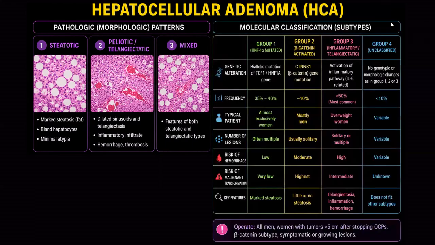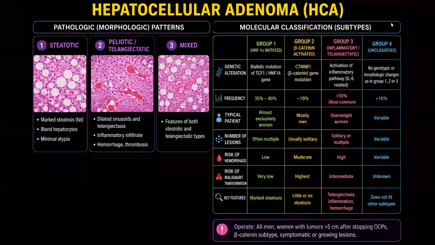More important than this classification is the molecular subtyping, which is now very commonly used in hepatocellular adenoma. Group 1 is the HNF1 alpha mutated, and this is the steatotic type usually. It is one of the second most common hepatocellular adenomas. Overall, the most common type is the telangiectatic type, more commonly seen in obese women. HNF1 alpha mutated are multiple, but the risk of hemorrhage and malignant transformation is not there.